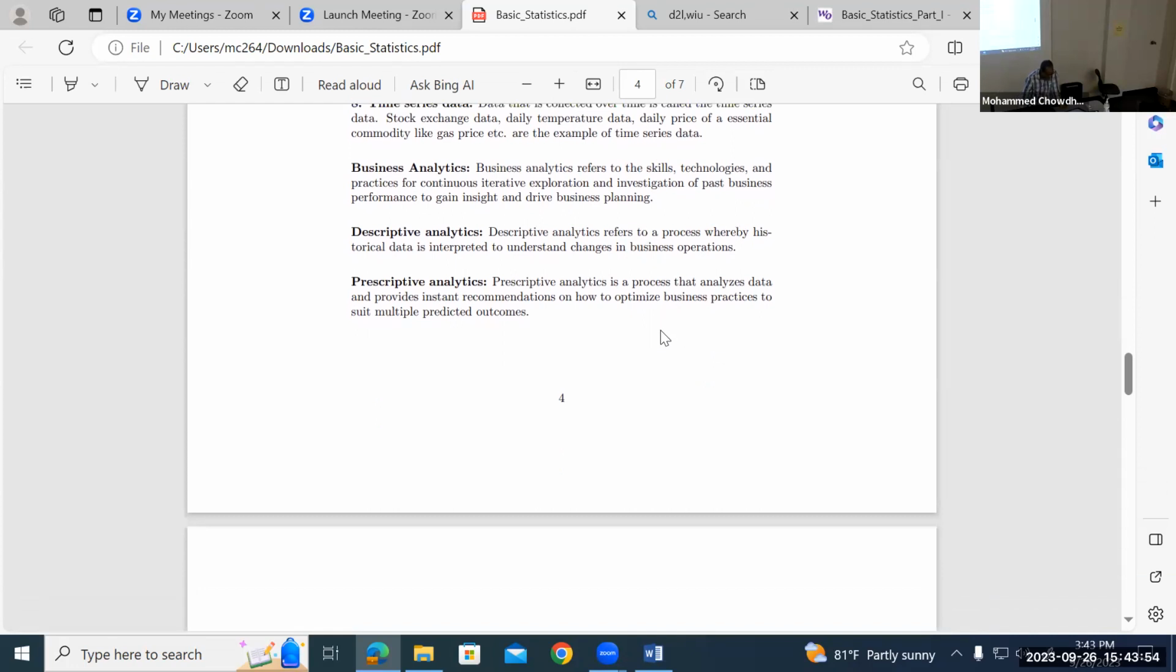What is the business analytics definition? Business analytics refers to the skills, technologies, and practices of continuous iterative exploration. Iterative means your data came last evening, and the next morning you come, you analyze the data, and you give a report to your manager. It is an iterative procedure. Then again at 5 p.m. data came, the algorithm was running, and in the morning you came, the program you have written was running, and you generate a report and give it to the manager at 11 a.m. So this is yesterday's results. Okay, iterative procedure. Every day you have to do some kind of work. That is called the iterative exploration and investigation of past business performance to gain insight and drive business planning. This is called business analytics.